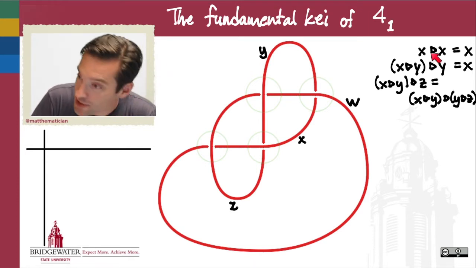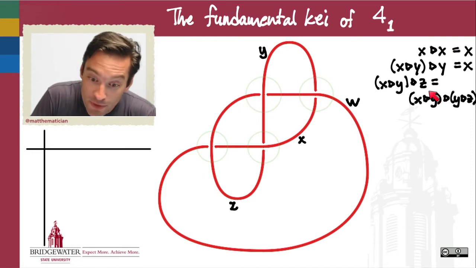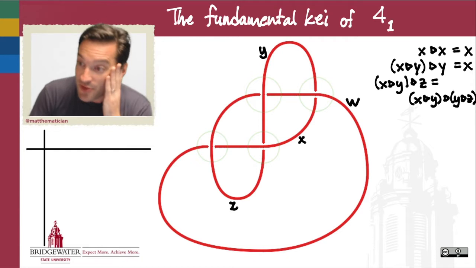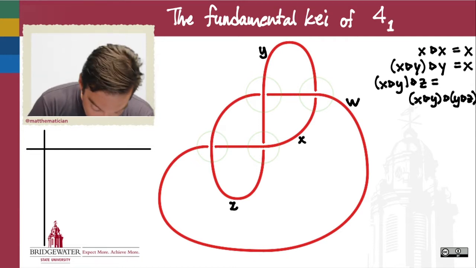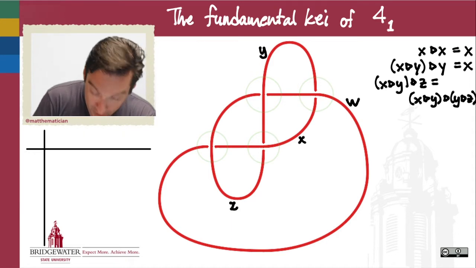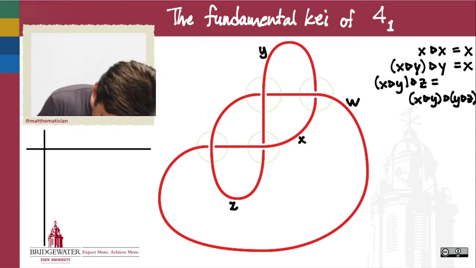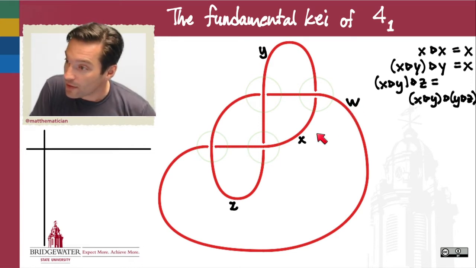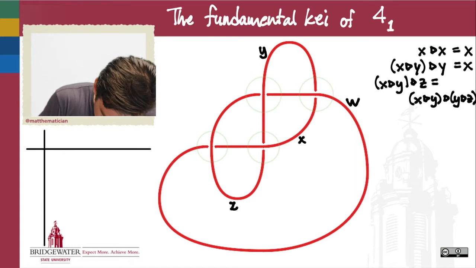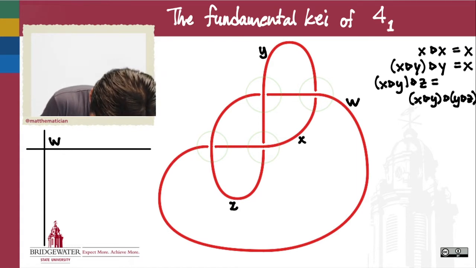And I just sketched up here the 3 K rules that we know every K has to satisfy. What I want to do is use this definition of fundamental K to try and build at least a portion of the operation table for the fundamental K of this knot. So what that means is that I know, first of all, that the 4 arcs in my diagram are going to be some of the elements of my fundamental K. So I'm going to put them in here, W, X, Y, and Z.